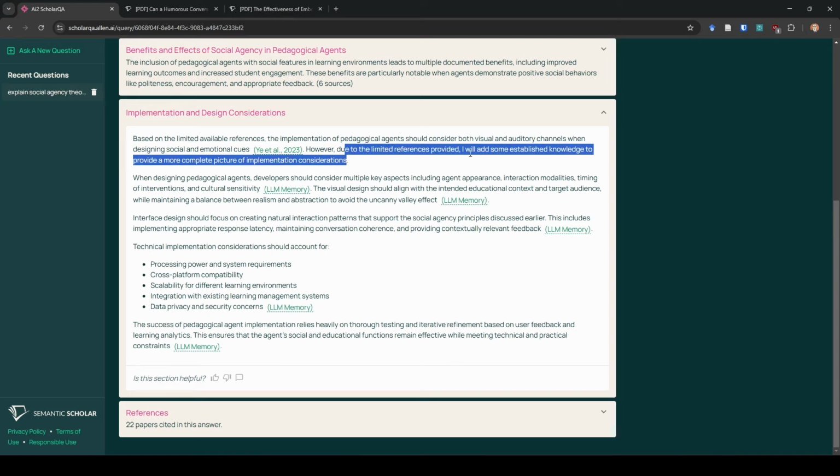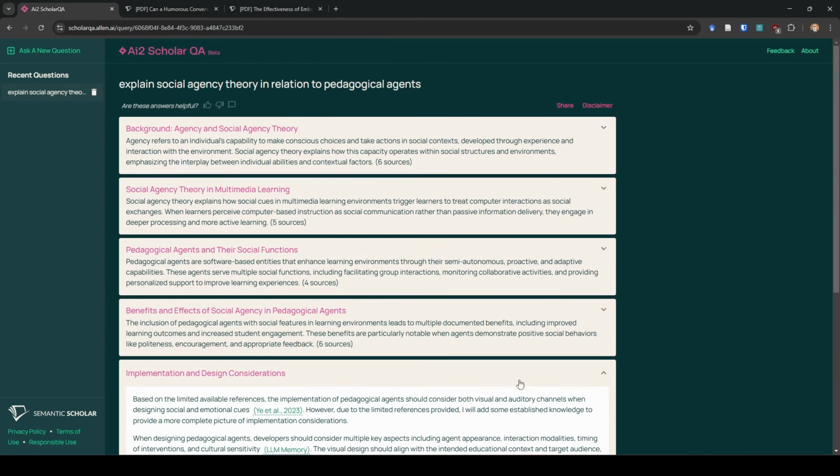Oh, interesting. I'll add some established knowledge to provide a more complete picture. When designing agents, multiple aspects of appearance. Yes, this is spot on. I would agree 100%. So down here, the visual design should align with the intended audience. Yep, I agree with that as well. Interface design should focus on natural interaction patterns. Yep, I agree. Implementing an appropriate response latency. Yep, I agree. So technical things. Yep, that's interesting.